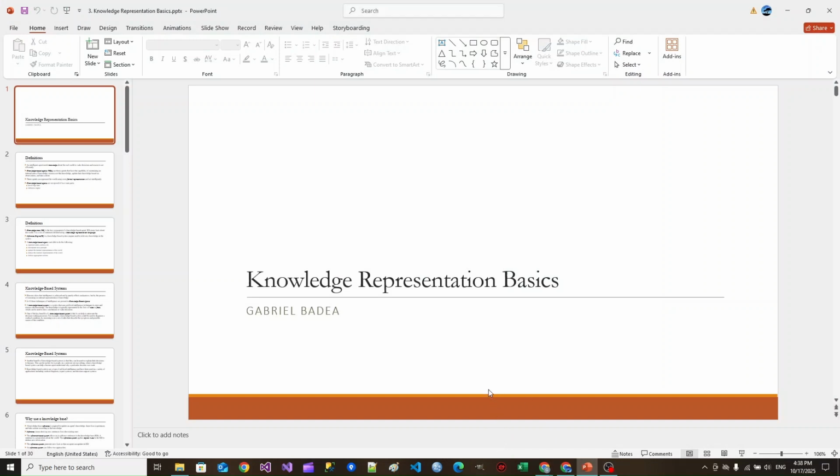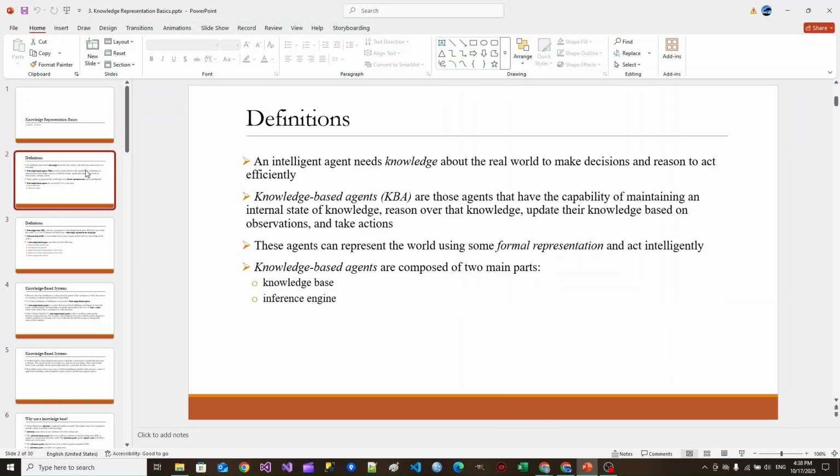Today we discuss knowledge representation basics. First, some definitions. An intelligent agent needs knowledge about the real world to make decisions and reason to act efficiently. Knowledge-based agents are those agents that have the capability of maintaining an internal state of knowledge, reason over that knowledge, update their knowledge based on observation, and take actions accordingly.